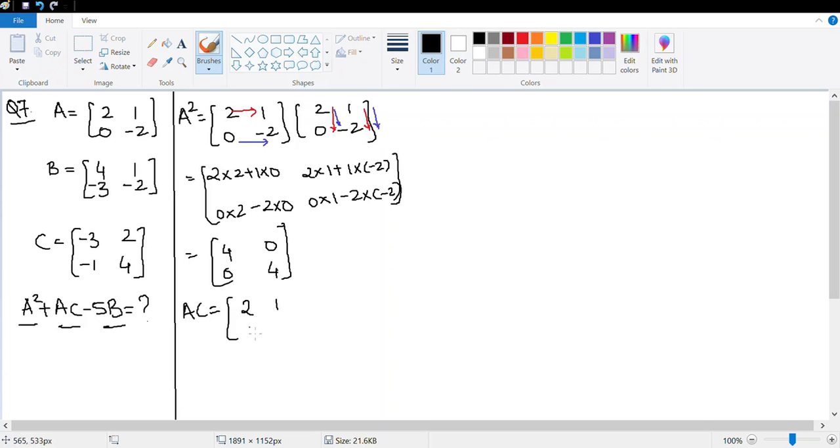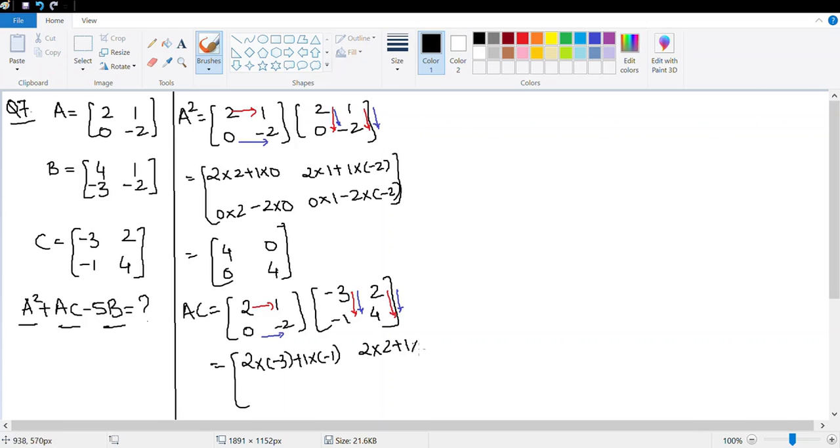AC is 2, 1, 0, negative 2, and C is negative 3, 2, negative 1, 4. So again, row 1 first with column 1, then with column 2, and row 2 with column 1, then with column 2. So let's multiply. It will be 2 into negative 3 plus 1 into negative 1. Next is 2 into 2 plus 1 into 4. Here, let's go to this term. 0 into negative 3 minus 2 into negative 1, and next 0 into 2 minus 2 into 4.